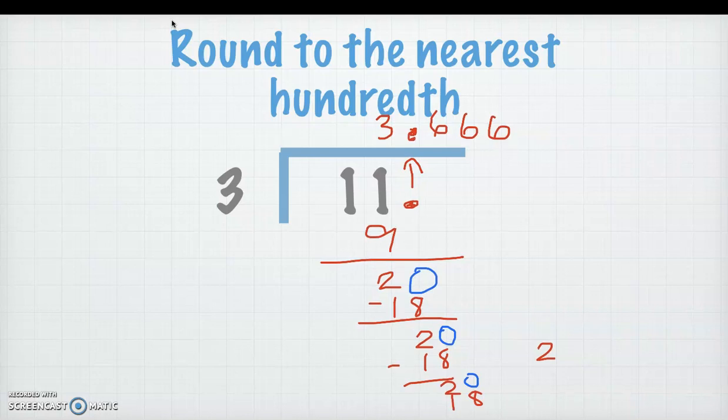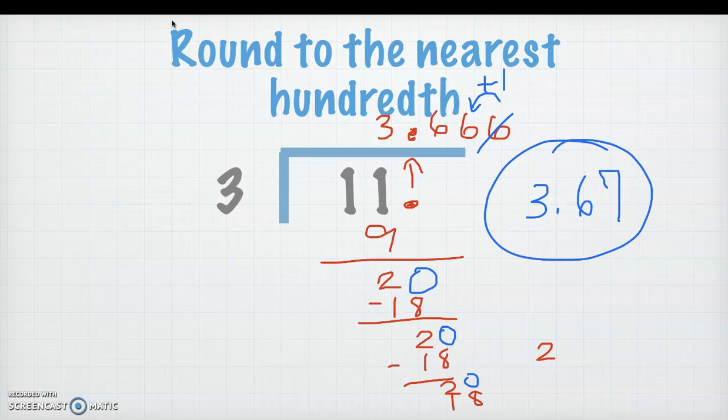Let's go ahead and round that number, 3.666. So let's go ahead and round to the nearest hundredths. I look at my last number right here. If my last number is 5 or greater, I'm going to drop that number and add 1 to my previous number. As you can see, 6 is greater than 5. So I'm going to drop that number and add 1 to my previous number. And my final answer is going to be 3.67.